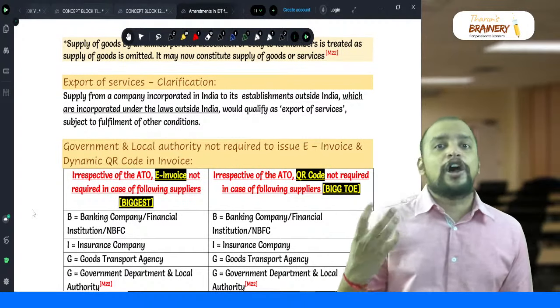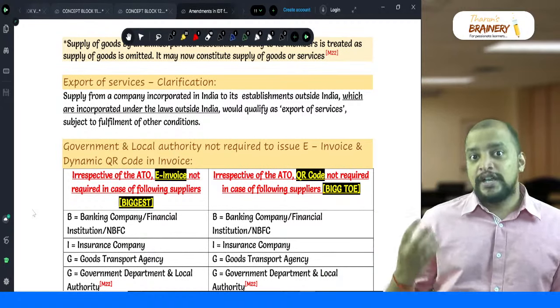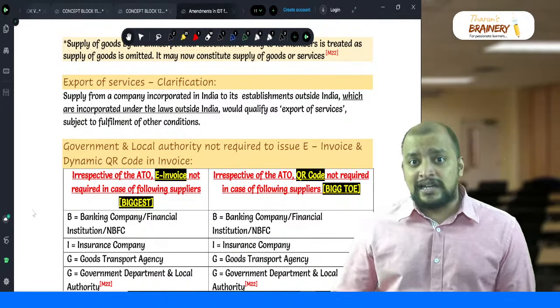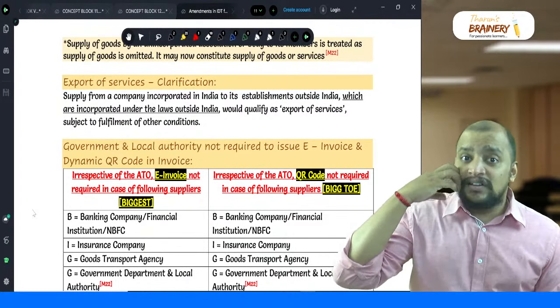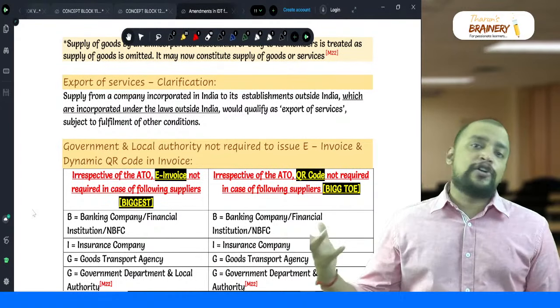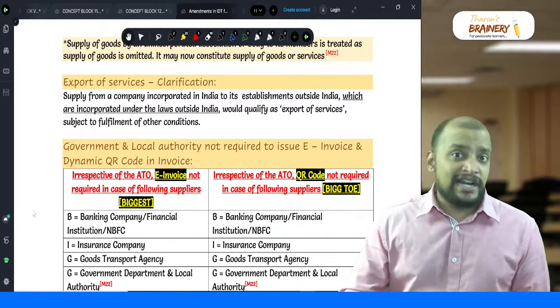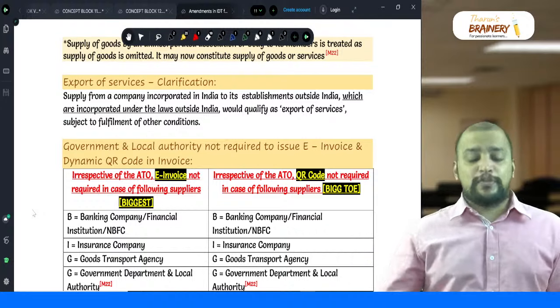When we use the word incorporated, it is for a separate legal entity. Just as the Companies Act does, if there is any other law in that country that gives legal validity or legal recognition, then it will be called incorporated outside India. Then even though it is our branch, if we provide any services to it and all other conditions are satisfied, it will become export of service.